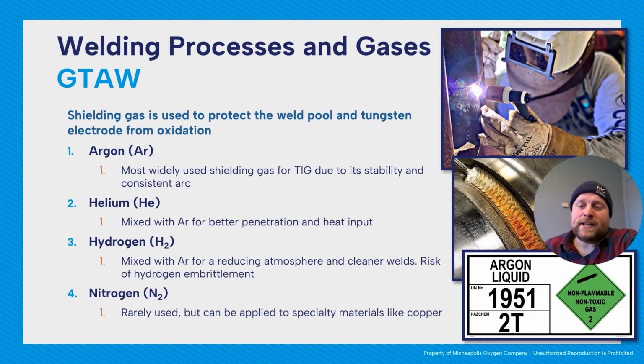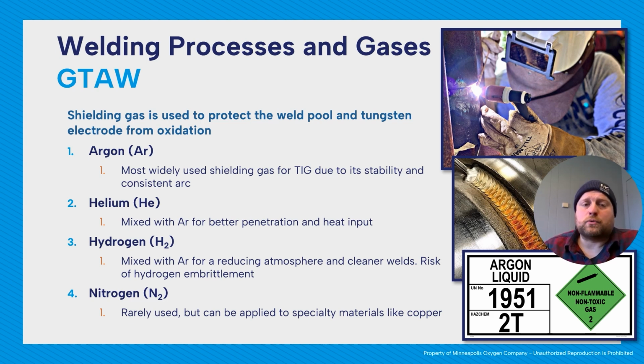Looking at GTAW or TIG welding, the shielding gas protects the weld pool and also your tungsten electrode from oxidation. It's very important that when you are TIG welding, you're keeping everything in the gas. So when you're dipping your rod, moving it around, anything like that, you really got to make sure that it's in that gas envelope, because the minute it leaves, it's going to oxidize. And we don't want to get those little oxidized particles into our final weld.